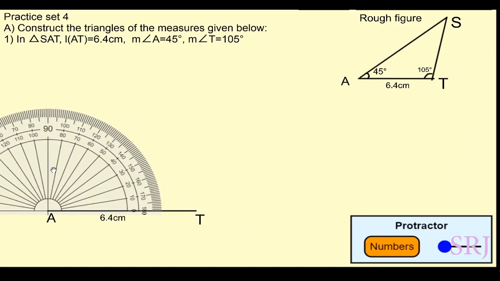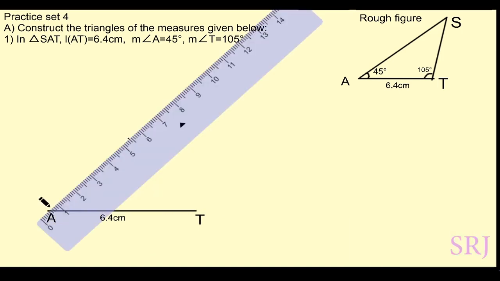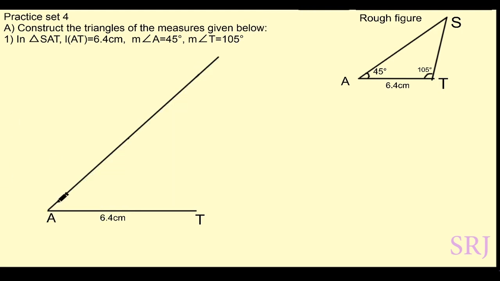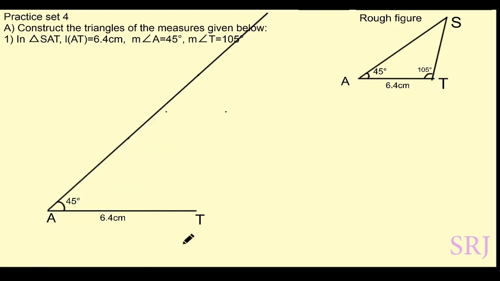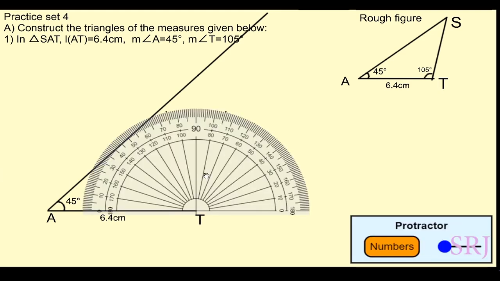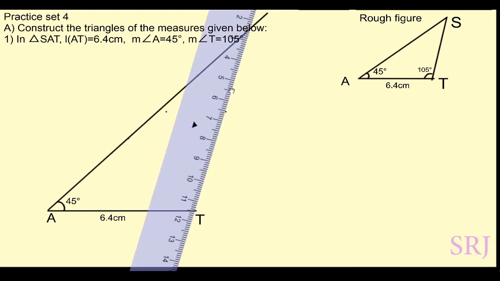Then take a protractor and place it on point A and mark 45 degree. Then draw a line using a scale and write measurement of angle A is 45 degree. Then again take a protractor and place it on point T and mark 105 degree. Then draw a line using a scale such that it intersects the other ray.